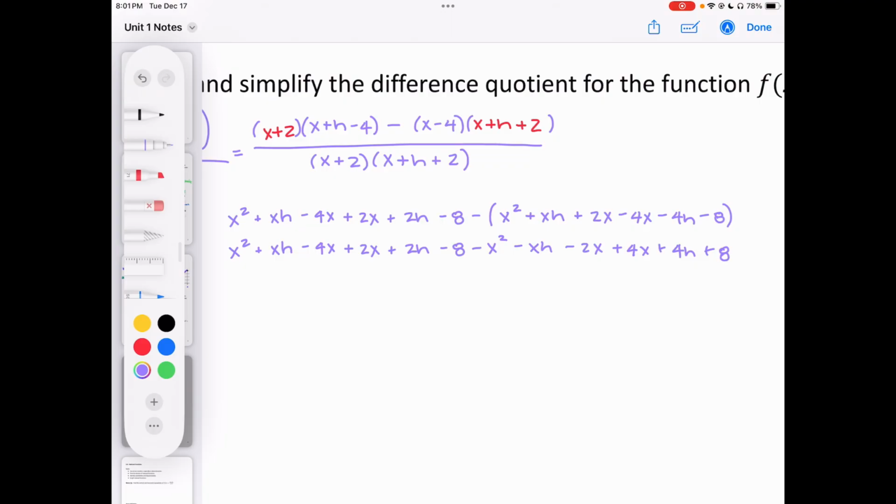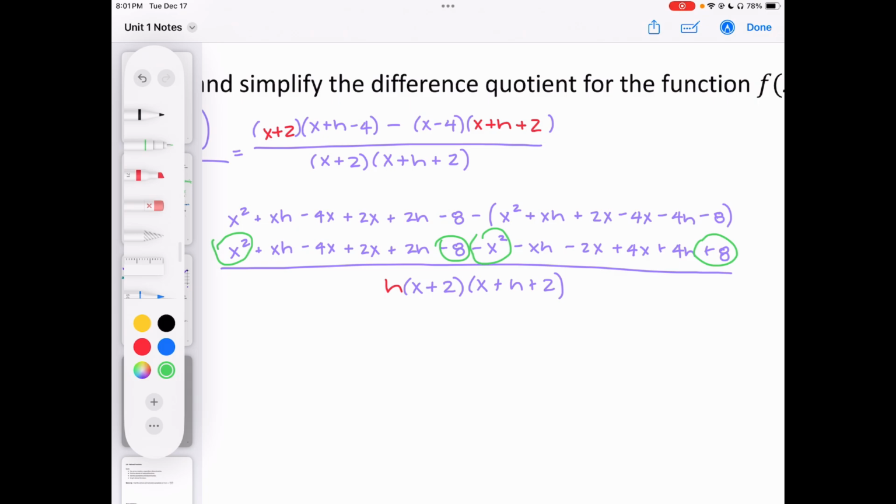All of this is divided by x plus 2 times x plus h plus 2, as well as the h from the initial denominator that I've been ignoring. So I'm going to go ahead and bring that in now. Now I'm going to take a look at everything that cancels. X squared cancels, negative 8 cancels, and 8 cancels. XH minus XH, that was my mistake. I forgot one of them earlier. The negative 4x and the 2x cancel with each other. And that really just leaves us with 2h, whoops, 2h and 4h.